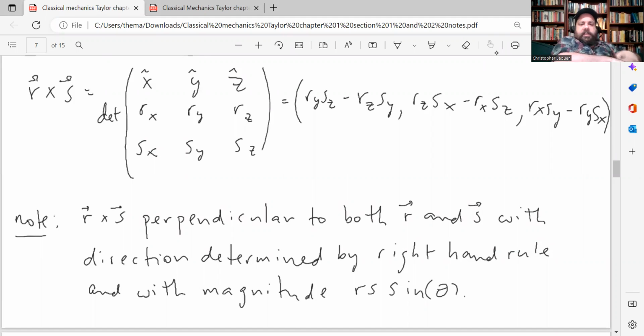R cross S is perpendicular to both R and S with direction determined by the right-hand rule. The right-hand rule says if you take your index finger and your middle finger and lie them along the direction that you're taking the cross product, then your thumb points in the direction of the cross product. So either this way or this way. That's what the right-hand rule says. And with magnitude RS sine theta.